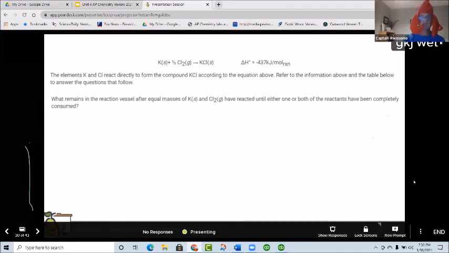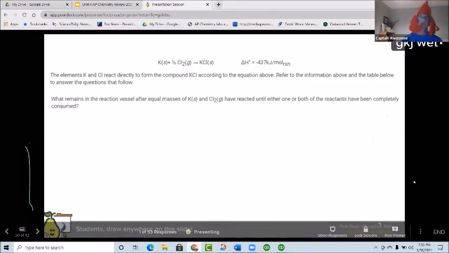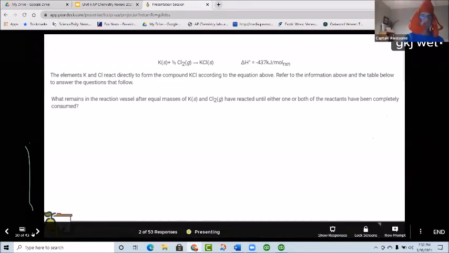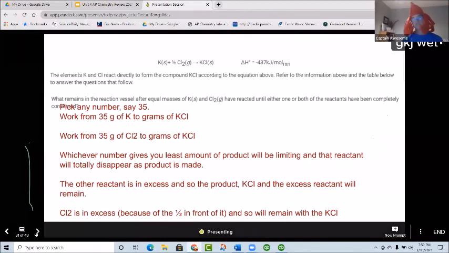Right, so here's another type of question that they sometimes ask. I'm not actually going to have y'all draw this one, but they say equal masses have reacted. And you're like, wait, what do I do? They didn't give me a number. So this is what you do when they don't give you a number. When they say equal masses, pick a number. So pick a number like 35.